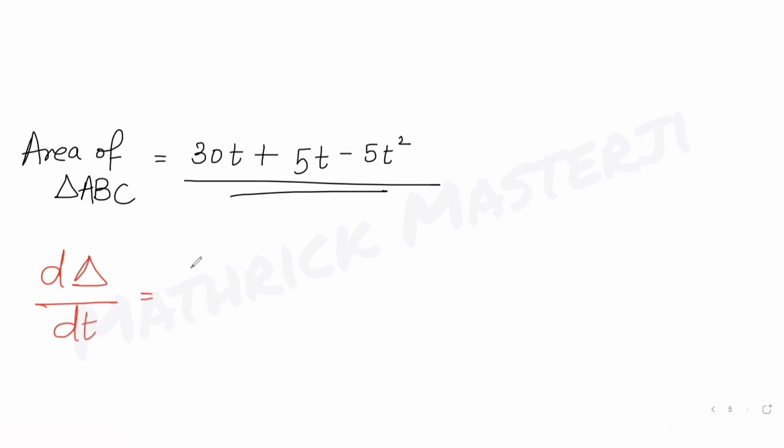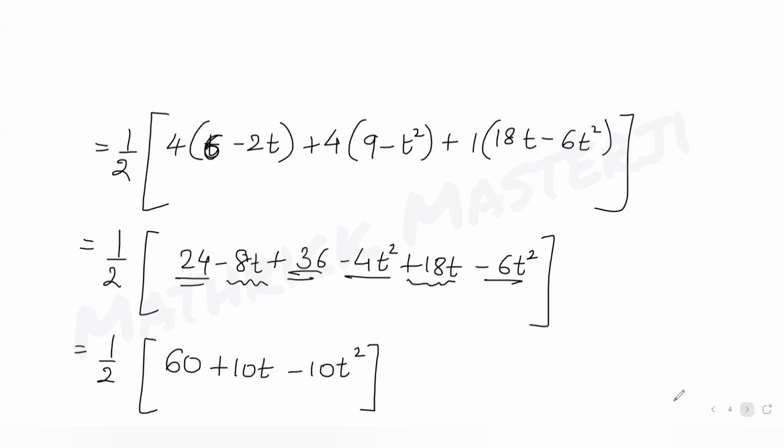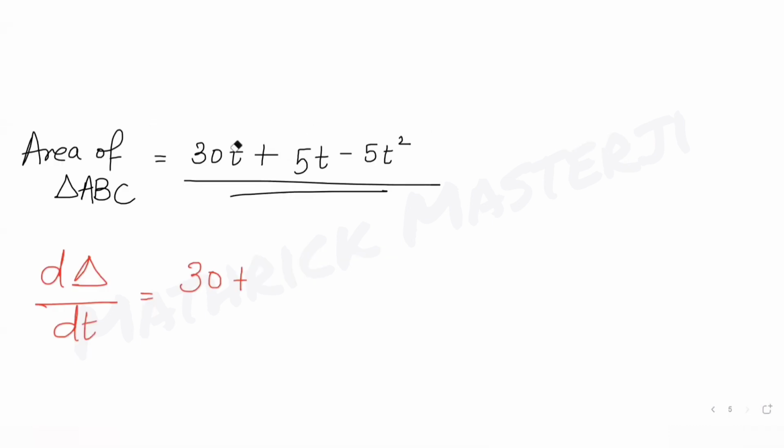So first of all, let's take it. So 30 plus, oh, we have made a mistake here. It's just 30, not 30t. So we need to remove this t. So derivative of 30, we get this as 0. Derivative of 5t is 5, and minus 5t square becomes minus 10t.